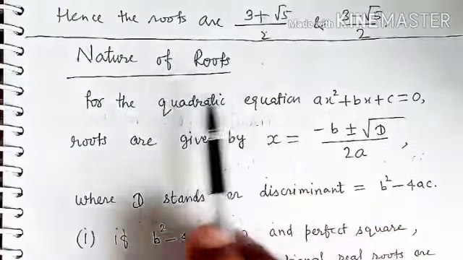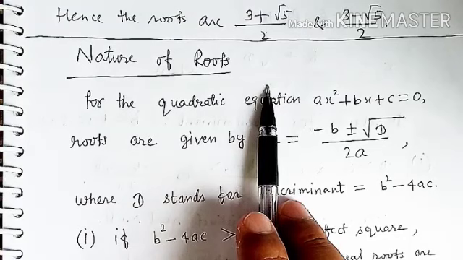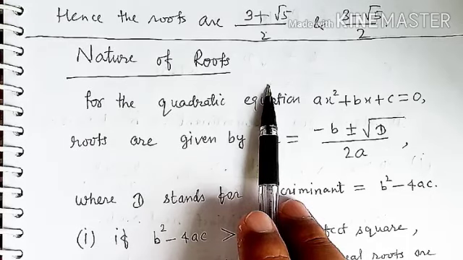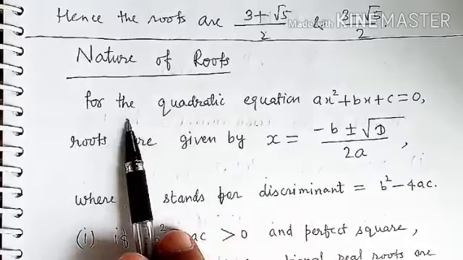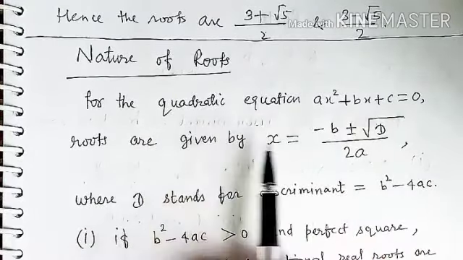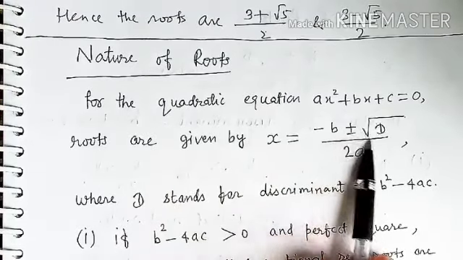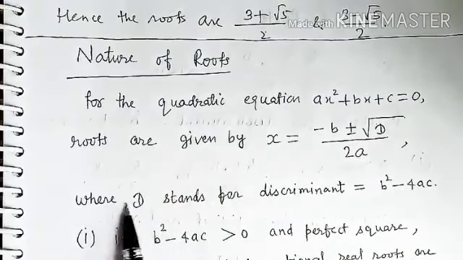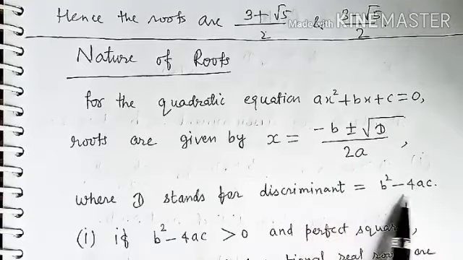Now, nature of roots. See, the nature of roots depends on the nature of the discriminant. For the quadratic equation ax square plus bx plus c is equal to 0, roots are given by x is equal to minus b plus minus square root of D by 2a, where D stands for discriminant, which is equal to b square minus 4ac.